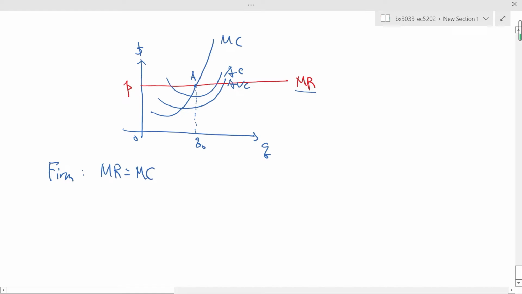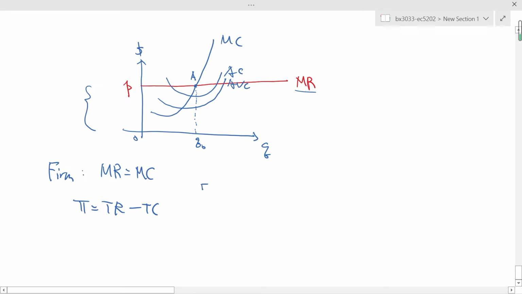Now the issue here is, looking at the diagram, where is my profit? Where is my total revenue? Where is my total cost? We know that profit is total revenue take away total cost. So let's find the total revenue first. The firm is willing to produce Q0 units of output, each unit sold at the price of P.